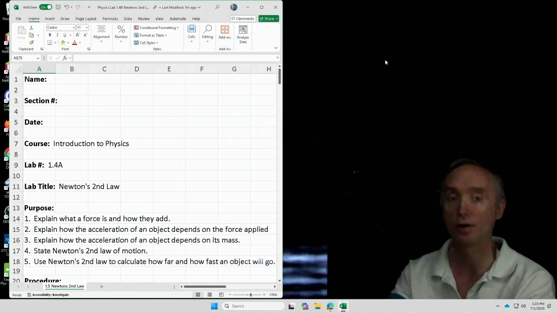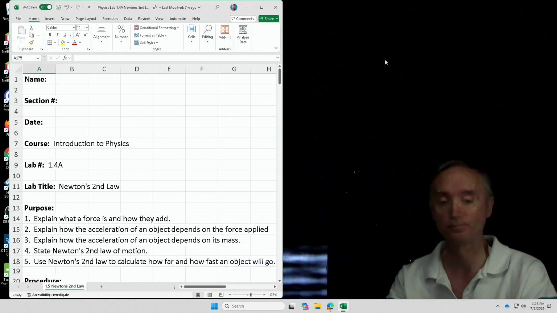And then in part 4, we're going to take those two principles and put them together to derive Newton's second law of motion. And then in part 5, we're going to use Newton's second law of motion to calculate how far an object is going to go and how fast it's going to be going.